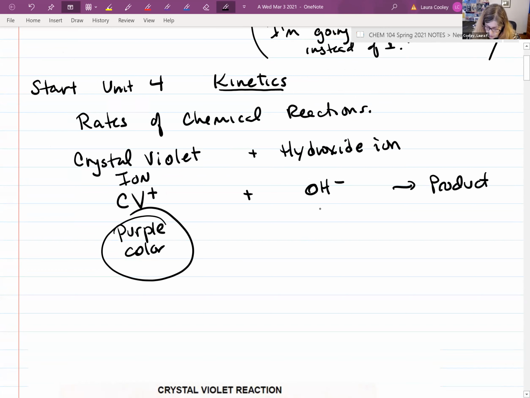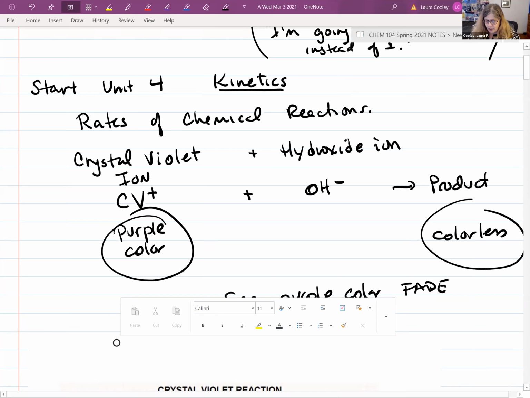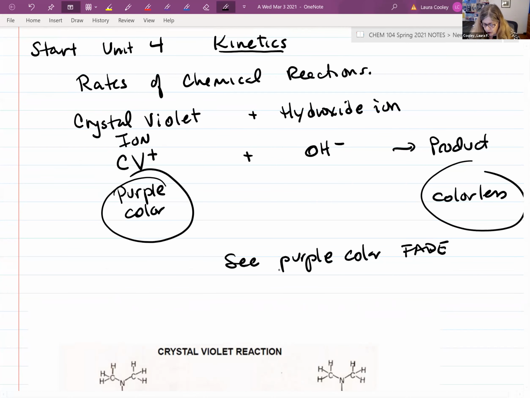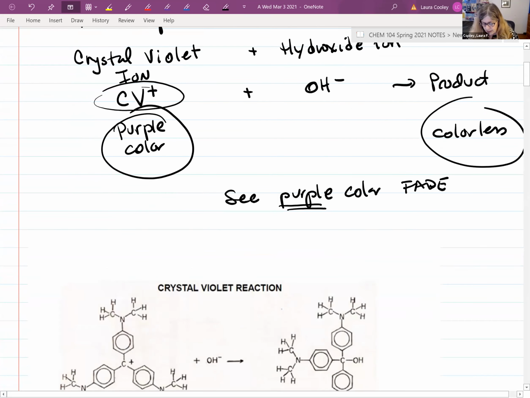And of course, hydroxide has no color, but the products are also colorless. So what happens over the course of this reaction is that you see the purple color fade. Okay. And as the purple color fades, you know that the reaction is happening. So the purple color is telling you how much crystal violet is there. And as it fades, it means the crystal violet is disappearing. It's reacting away and forming something that has no color.